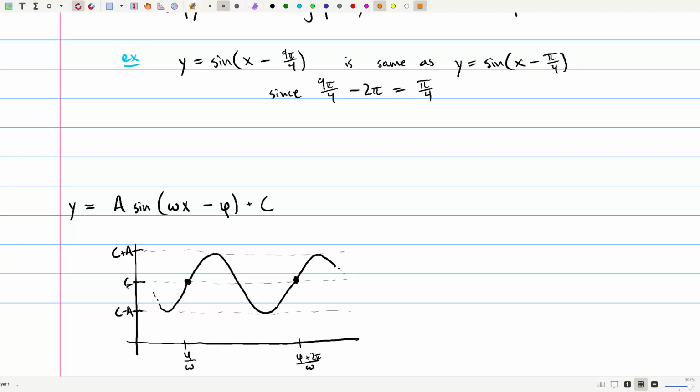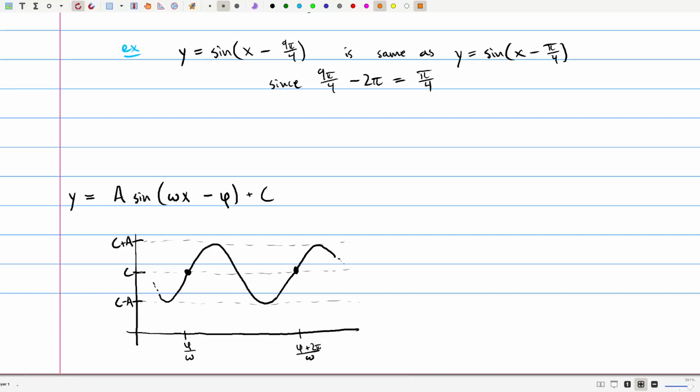Well, first of all, without the c, it goes up to a and down to minus a. Now we go from c plus a to c minus a. Those are our new bounds. And then c is this center line, exactly halfway between them. This phi over omega is controlling when it crosses the center line, and when it goes through a full phase, that would be when we're adding in 2 pi over omega to get the full period.